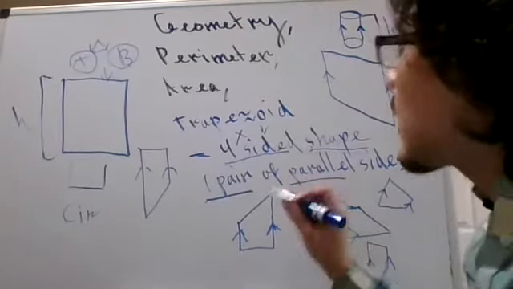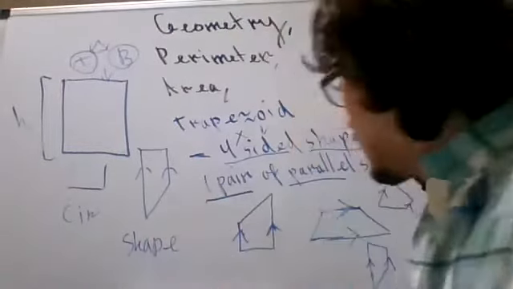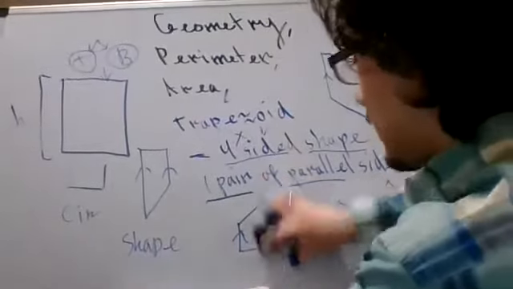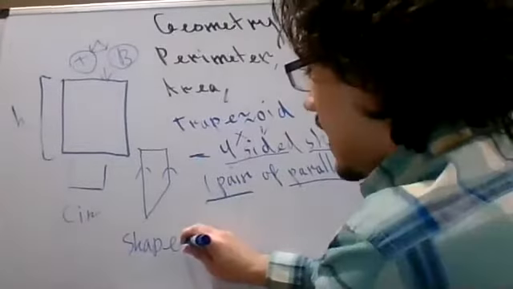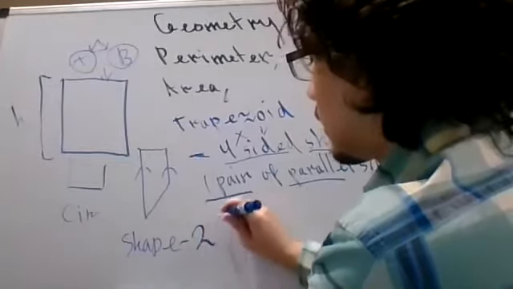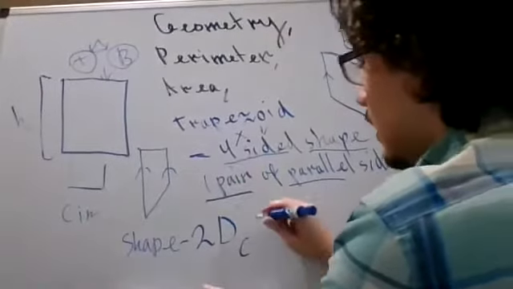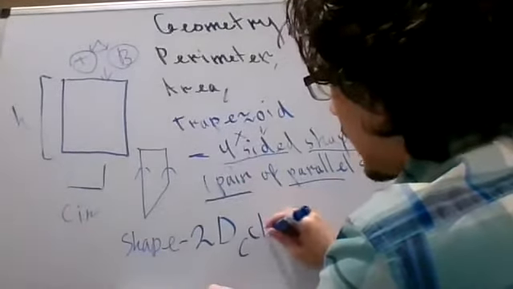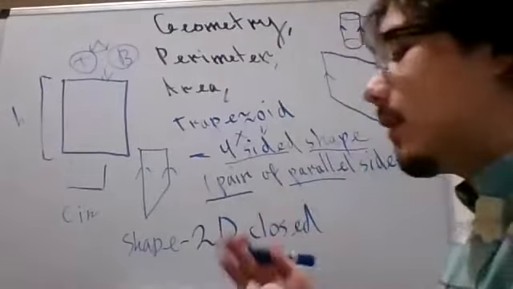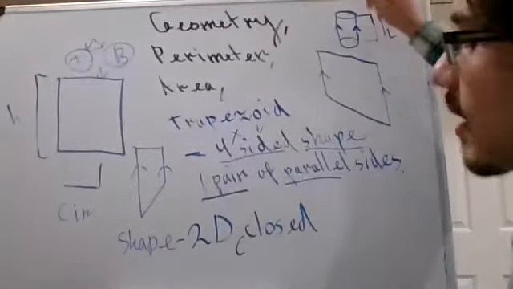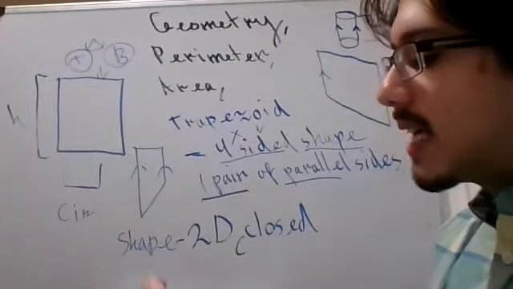Okay, so a shape is 2D, in other words, flat, and it must be closed. Those are the two main factors of a shape. A cylinder is closed because you can see there's technically no openings in the cylinder.